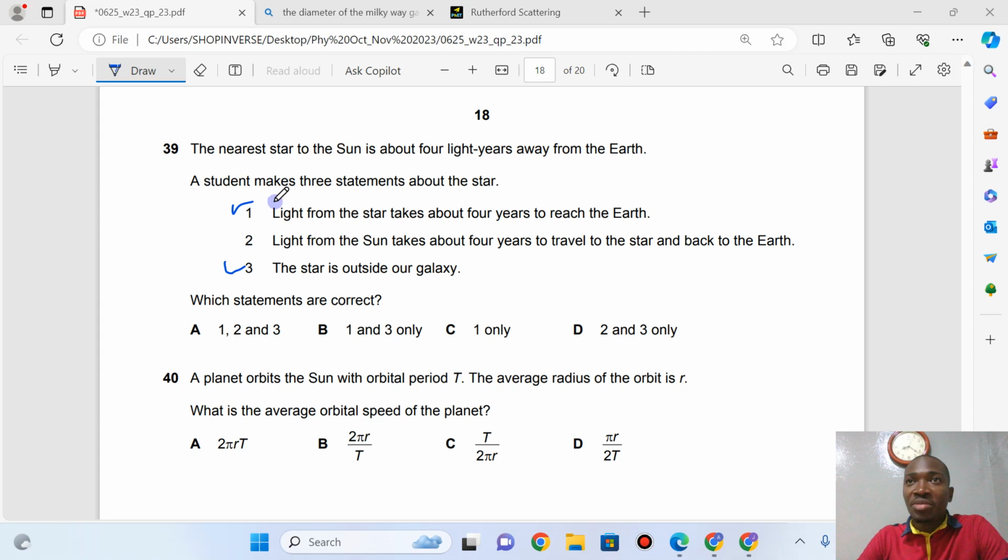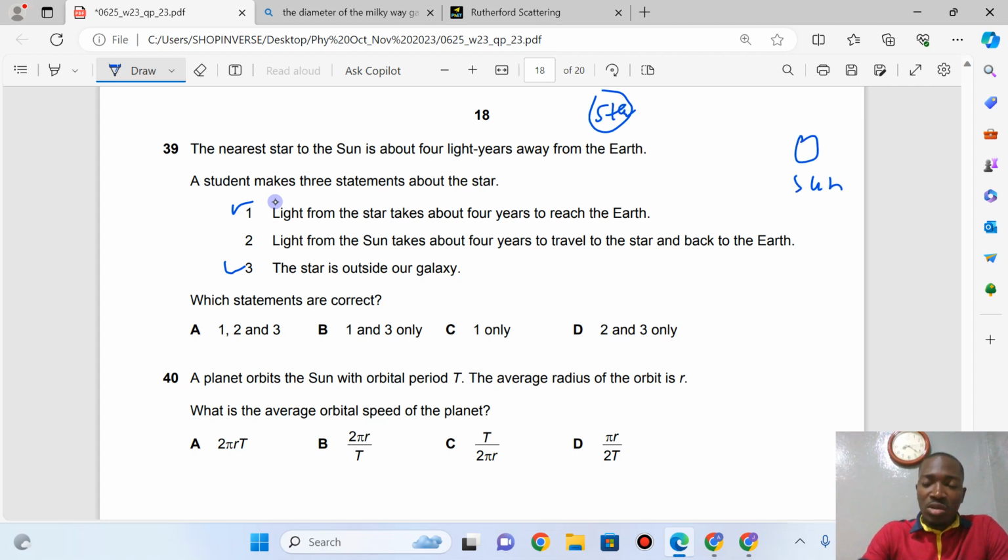That means it takes light 4 years to travel from that star to the sun. Okay, so it takes 4 years for light to travel from that star to the sun. Light from the sun takes about 4 years to travel to the star and back to the Earth? No, no, no. Light from the sun takes 4 years to travel to the star, another 4 years to travel back. That will be a total of 8.